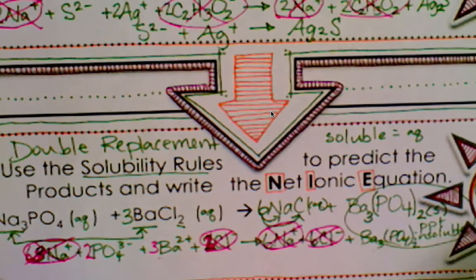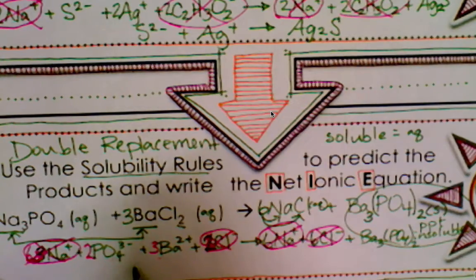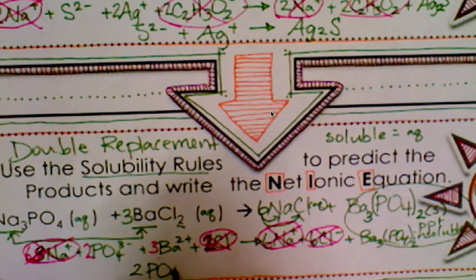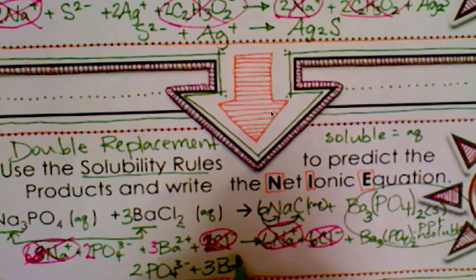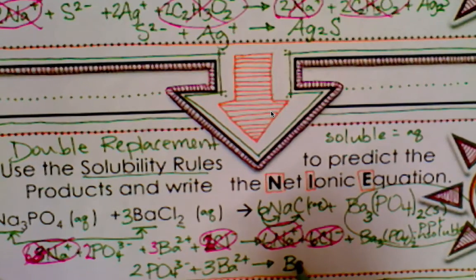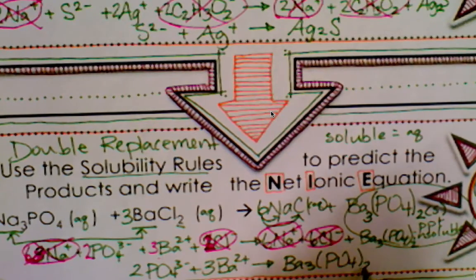So that's where our net ionic equation is. 2 phosphates reacting with 3 bariums forms the compound barium phosphate. And there you go. That's how we do net ionic equations.